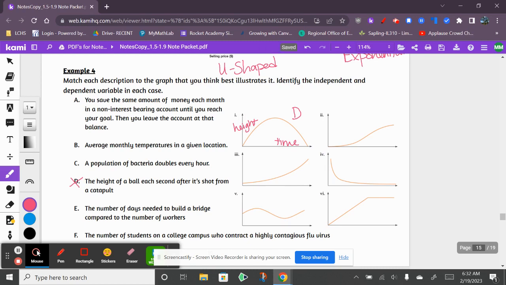Okay, the other one that I'm going to have us do is B, the average monthly temperature in a given location. So when we think of spring and then going to summer and then fall and then winter, the temperature is going to go up, and then it's eventually going to go down, and then it's going to go back up again. So that would be this one right here, the fifth one. So that is B. So we can say that it's month and then the temperature.